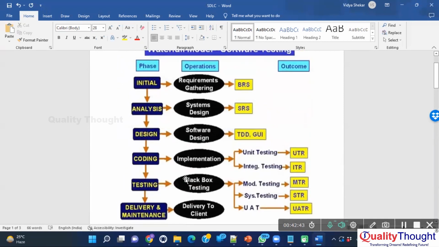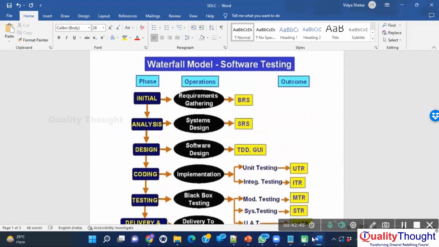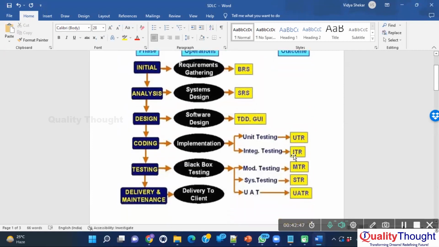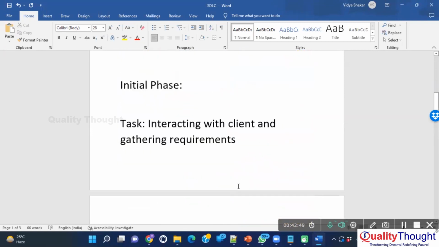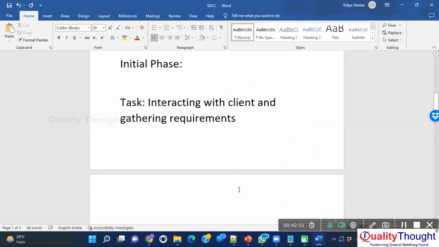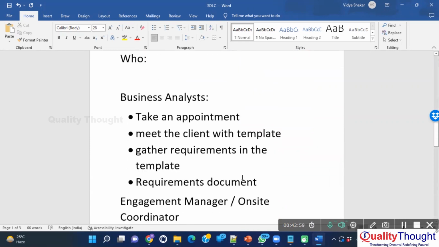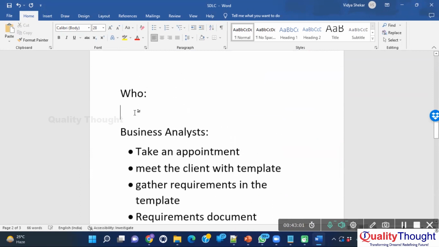Did you make a note of this diagram? Yes, sir. Everybody, or you can take a screenshot of this. Okay. Yes, sir. Okay. Did you make a note of this initialize phase? Yes, sir.